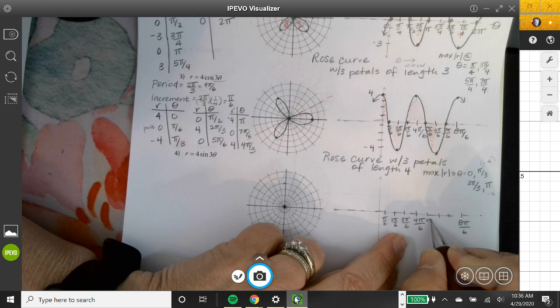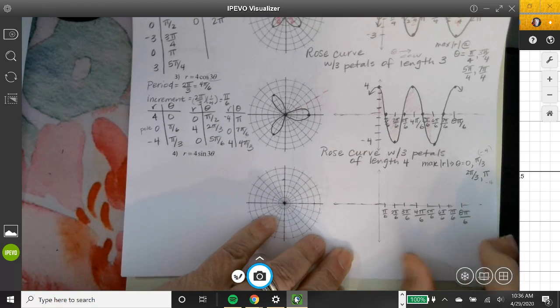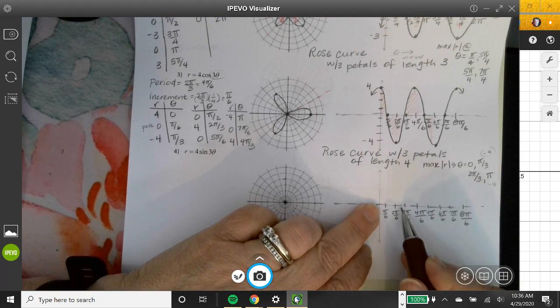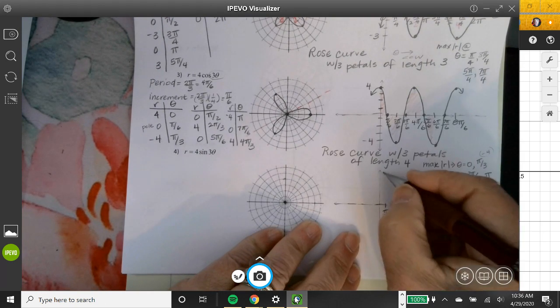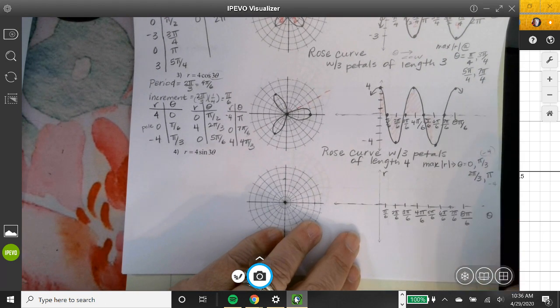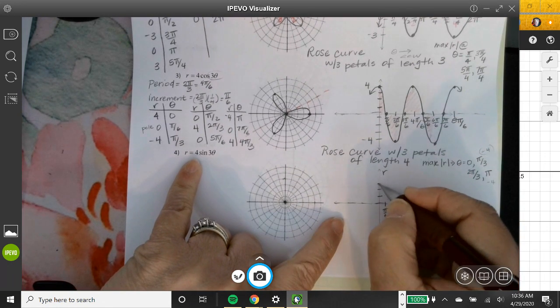This is 5 pi over 6, 6 pi over 6, and 7 pi over 6. I'm a little bit OCD about going out and then taking half and then half again. I'm better at drawing my increments that way. It helps me out a lot. So bear with me. All right, so this curve has an amplitude of 4.